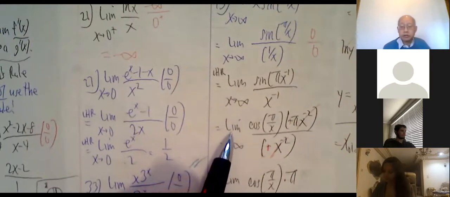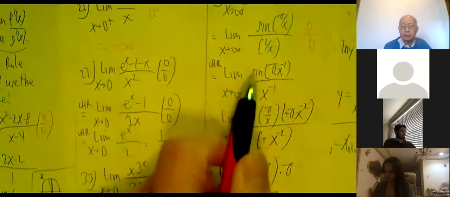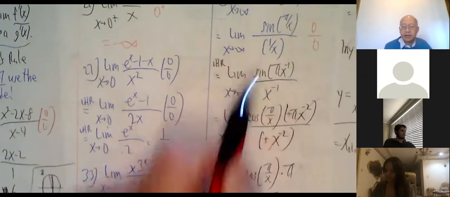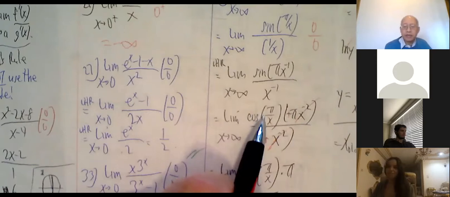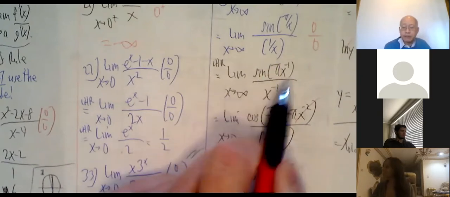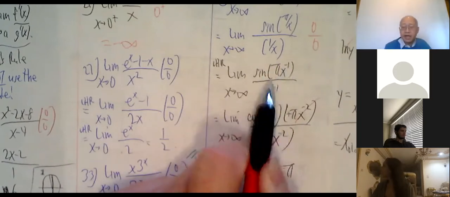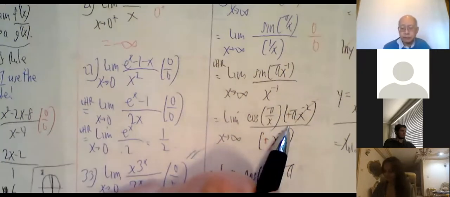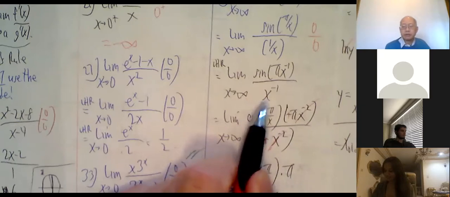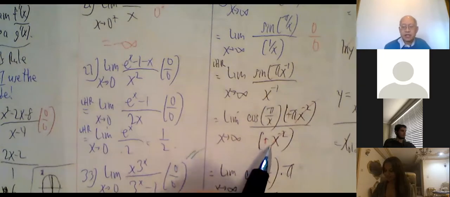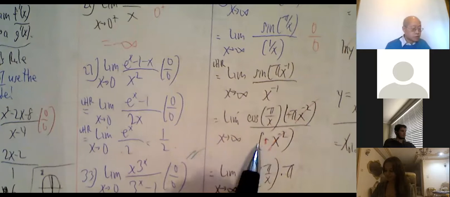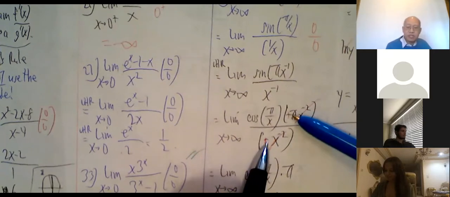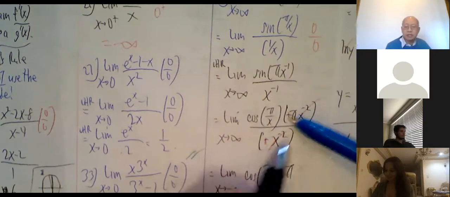All right, so do L'Hopital's rule. The derivative of the top, derivative of sine pi over x is cosine pi over x. Then by the chain rule times the derivative of the inside, which is negative pi x to the negative 2. Okay. And what's the derivative of the bottom? Negative x to the negative 2. Okay. So that's a negative. That's a negative. It's a double negative, so I made that a plus.